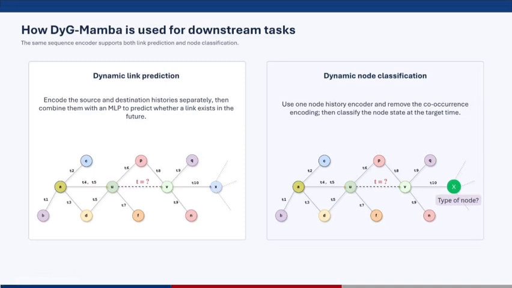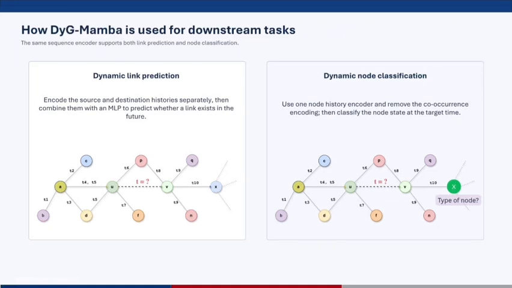Now that we have discussed the system architecture and saw how DyG-Mamba handles time and the data input dependent forgetting strategy, how is DyG-Mamba used for downstream tasks? The same sequence encoder supports both typical graph downstream tasks, link prediction and node classification. The dynamic link prediction encodes the source and destination histories separately, then combines them with an MLP to predict whether there will be an existing edge between two nodes or not.